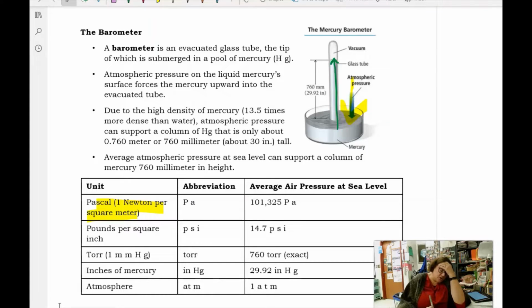The abbreviation is PA. The air pressure at sea level is 101,325. Pounds per square inch, you guys have all heard of. You've used it with your car if you've had to check gas tire pressure. Right now, everybody's tire pressure is probably a little low because the cold weather causes those particles to contract inward. That's Charles' law, volume over temperature.